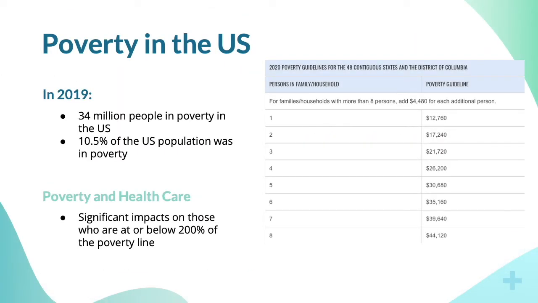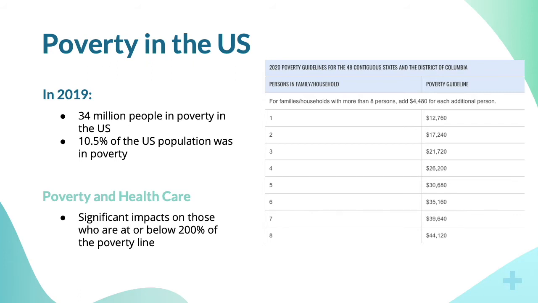As a healthcare provider, you will inevitably encounter people living with low SES at some point in your career. In 2019, 34 million people were living in poverty in the U.S., which was 10.5% of the U.S. population. The chart on the right shows the poverty guideline based on the number of people within a household. Not every person who is living with low SES falls within the poverty income qualification, but they still experience many of the same barriers as those living in poverty.